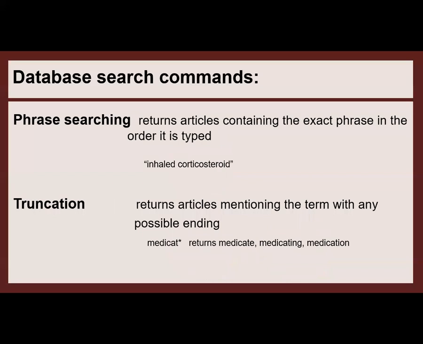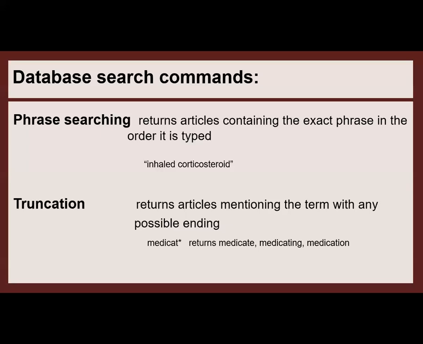Two other commands that you may find useful are phrase searching and truncation. Phrase searching ensures the database will return articles that mention a specific phrase. For example, if we want articles that mention the words inhaled corticosteroid together, we can place quotations around the phrase. This will ensure the database only returns articles that mention those two words together as a phrase. If we do not place quotation marks around the phrase, the database will return articles that mention the term inhaled somewhere in the article and the term corticosteroid somewhere in the article, but not necessarily together.